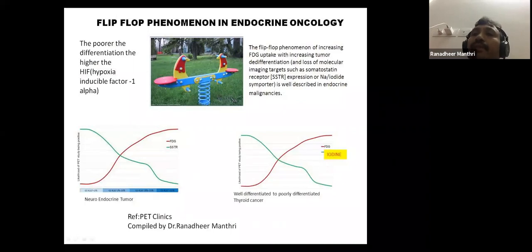Next, yeah, the flip-flop phenomenon. It is beautiful. The poorer the differentiation, the higher the hypoxia-inducible factor. Because of the higher hypoxia-inducible factor, it will be intensely FDG avid, whereas the well-differentiated ones express somatostatin receptors. The same thing happens in thyroid cancer. The poorer the differentiated thyroid cancer, the higher the FDG uptake. The well-differentiated ones show iodine uptake. Next slide, please.